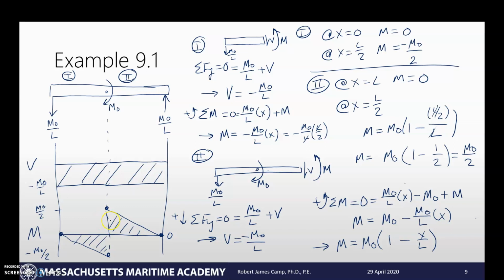So at L over 2, where we add the moment, we have a jump. And actually, if you look at it, we go from negative m naught over 2 to positive m naught over 2, which is a moment jump of exactly m naught. So that should kind of make sense. So one thing I do want to point out with doing these shear and moment diagrams, you really need to label the points. So we need to know what the maximum and minimum values are.